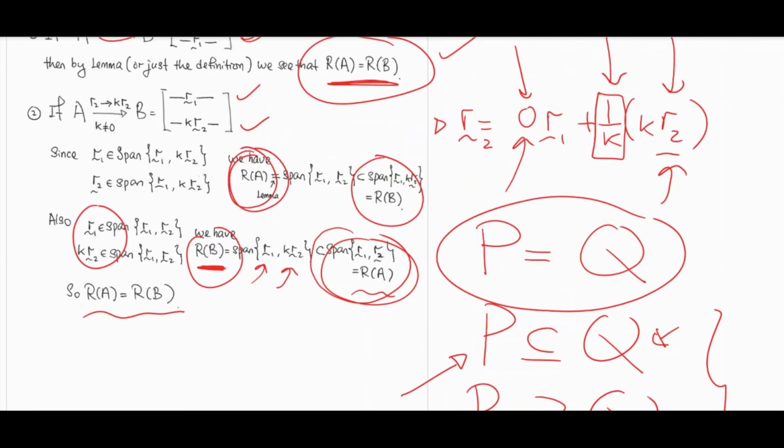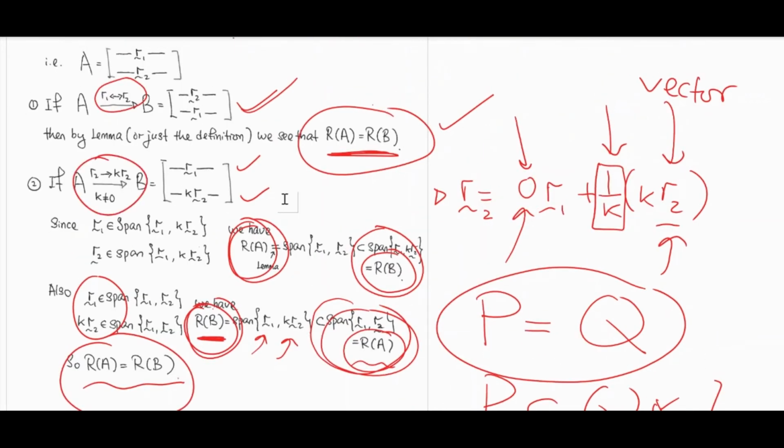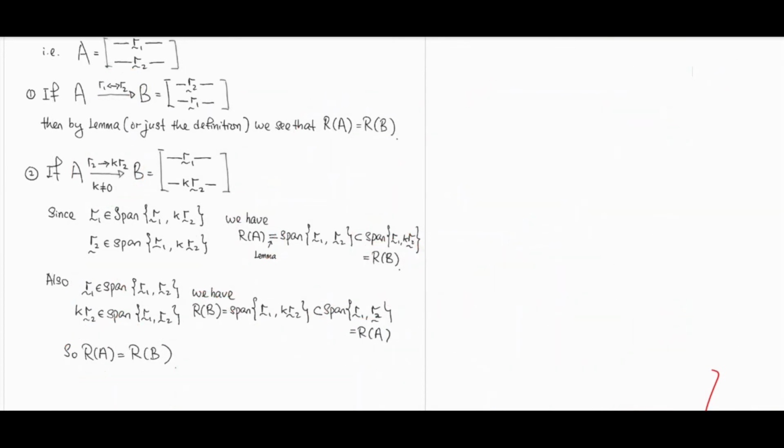So the row space of A is a subset of the row space of B, and the row space of B is a subset of the row space of A. So these two row spaces are the same if you perform these elementary row operations. So elementary row operations would not change the row space, at least for these elementary row operations.